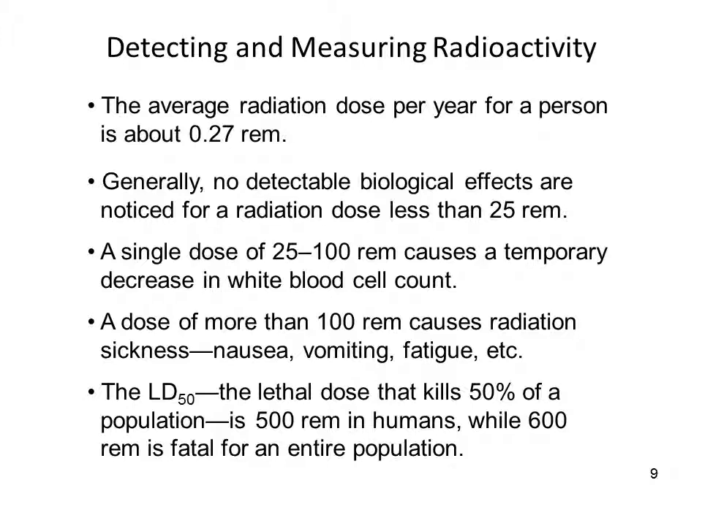If you get above 100 REM, well, then you're going to start experiencing radiation sickness. LD50, and that's an important term, LD50 means the dose that will kill 50% of a population, which is a significant amount of death. The LD50 for radiation is 500 REMs for humans. 600 REMs would probably kill most everyone.